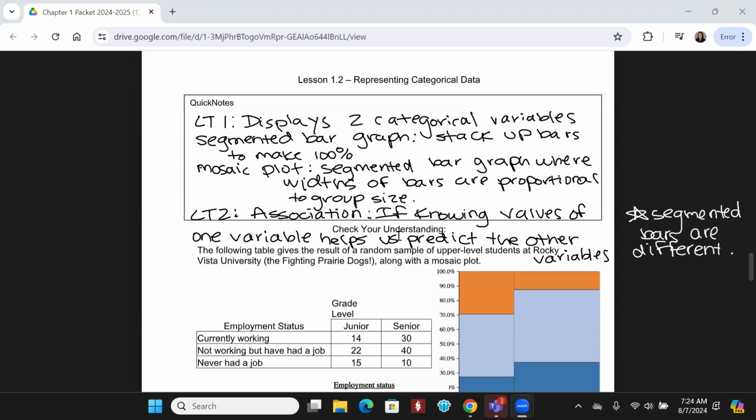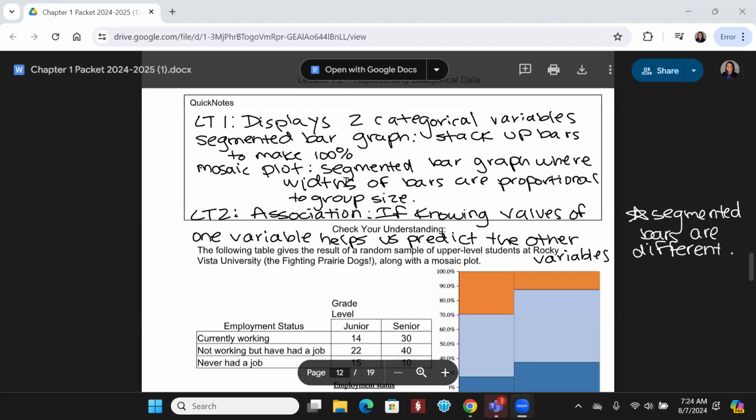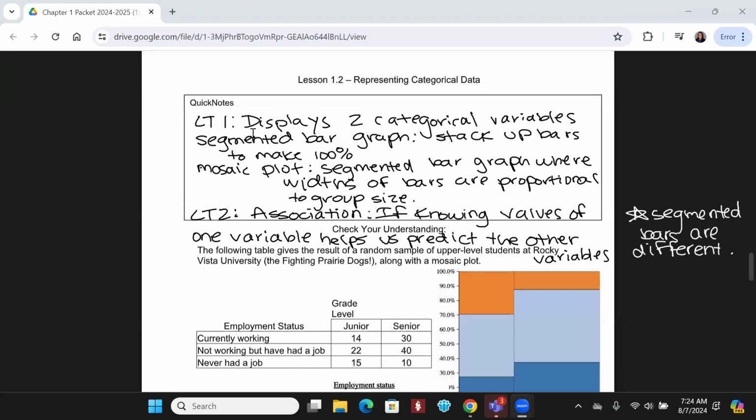But what we talked about was there's two different plots that we have. We've got segmented bar graph, so that's where we stack up all the bars to make 100%. It's kind of similar looking to a histogram, but it stacks up the full data to make that 100%. Mosaic plots are segmented bar graphs where the widths of bars are proportional to the group size. We saw that yesterday with the students, how we surveyed 500 students versus the 100 teachers.